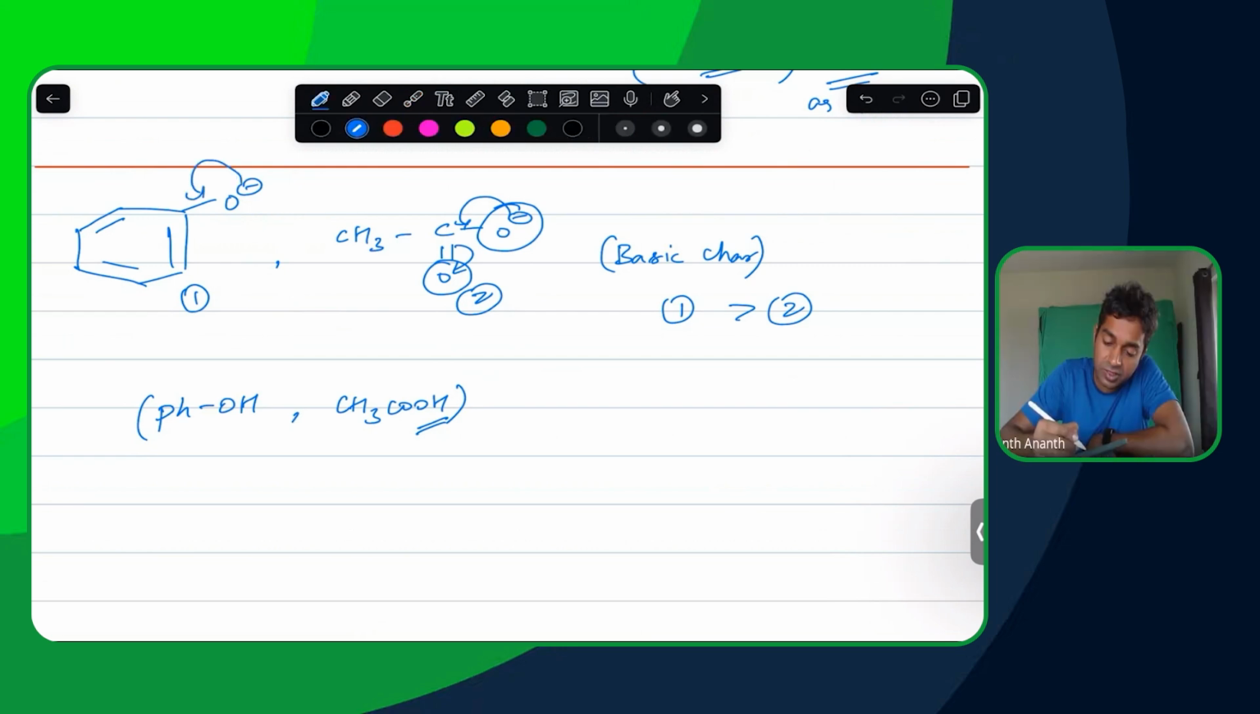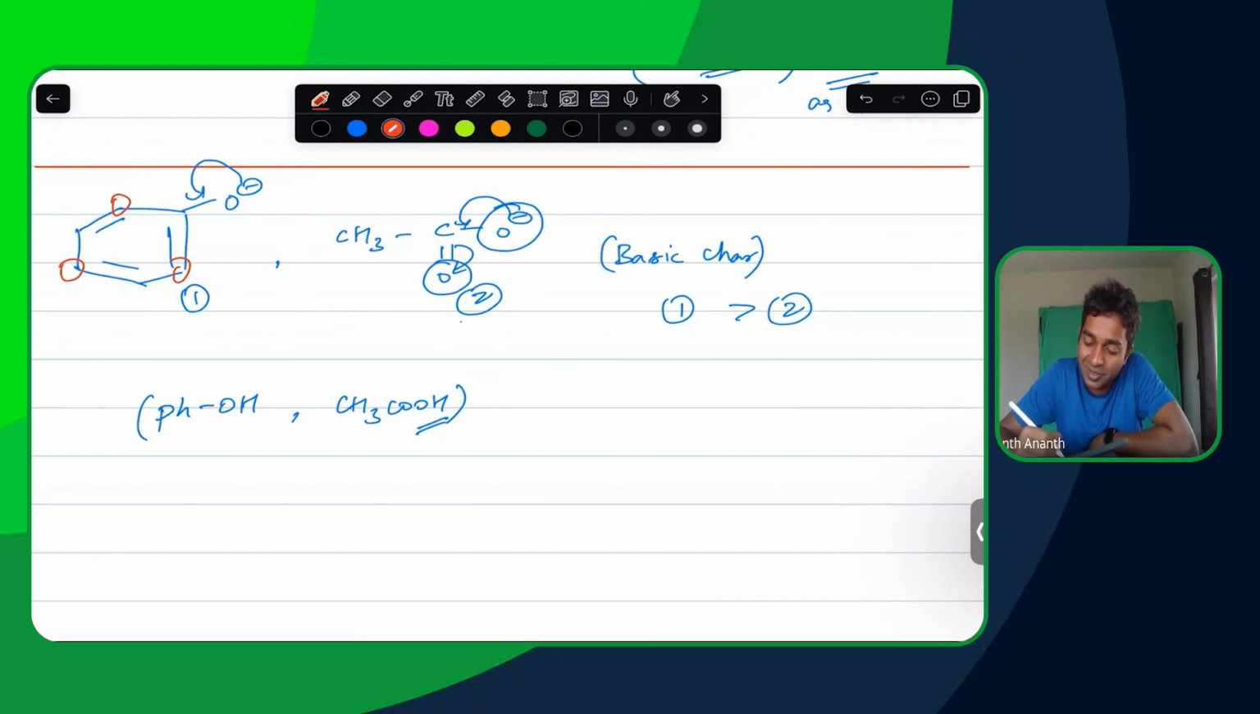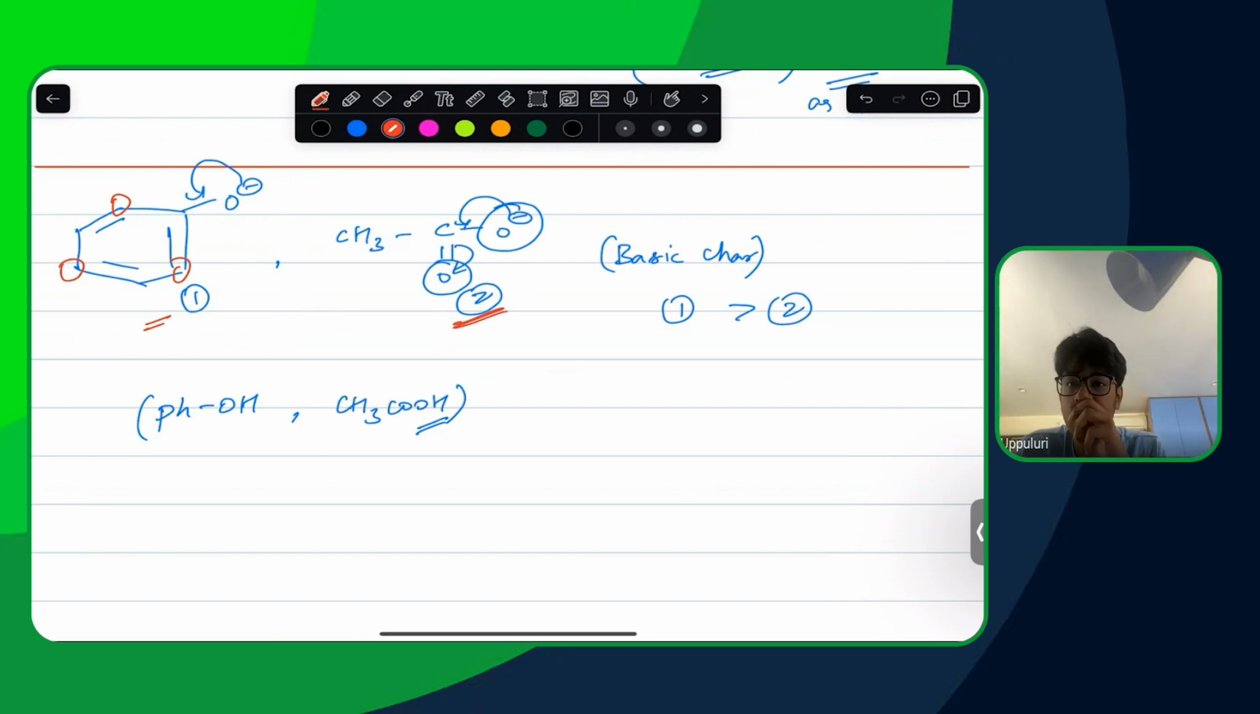These spots become better nucleophiles. That is the main reason why this guy becomes slightly better compared to this, if that excuse is given. But that is not going to be the case in all systems.